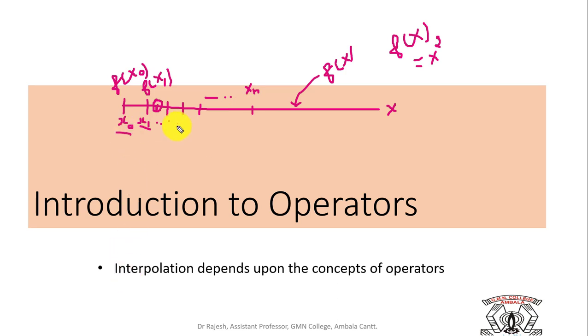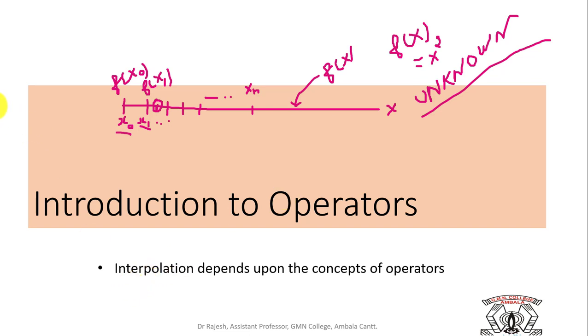Inter means in between the given set of values. So in this, the function is unknown, you don't know the function. So that is the importance of interpolation, and that is what you call interpolation.